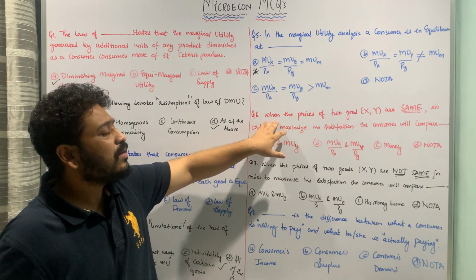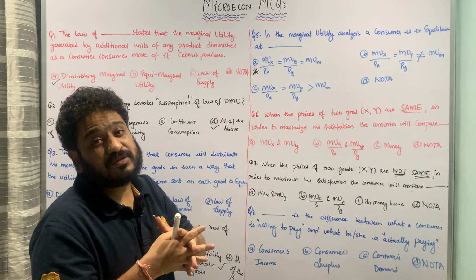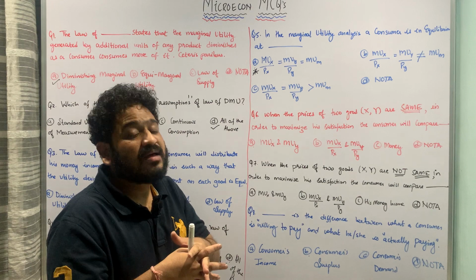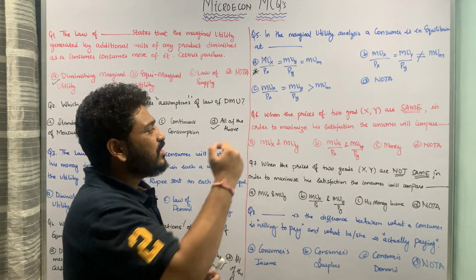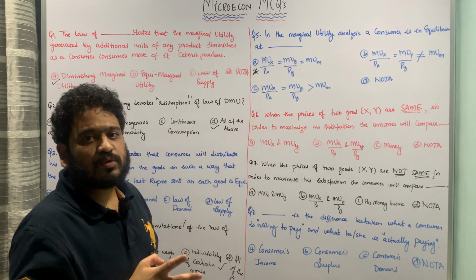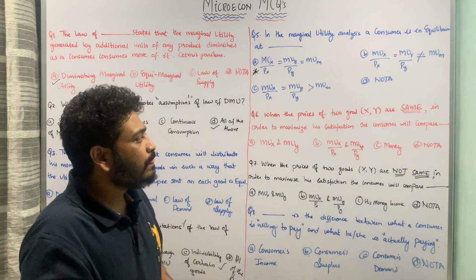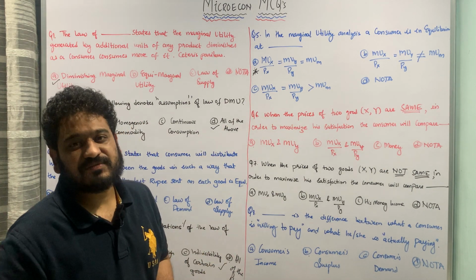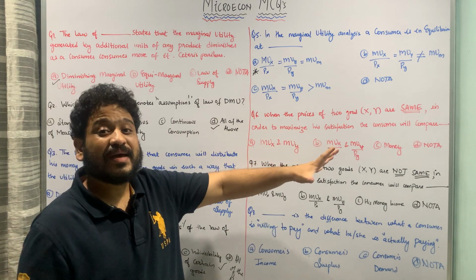The next one is talking about what will happen if the prices of the two commodities in question are same, then how the consumer will decide. So let us look at that. When the prices of two goods x and y are same, in order to maximize his satisfaction, the consumer will compare dash.